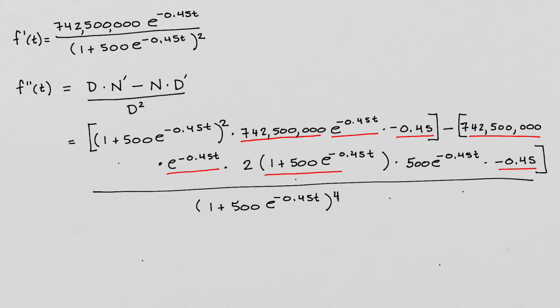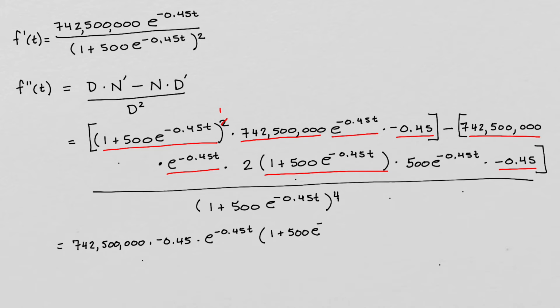And I have 1 plus 500 e to the negative 0.45t. I have two of them here, so I'm going to bring that down to 1. Okay. So now, what does that mean? We've got 742,500,000 times the negative 0.45 times e to the negative 0.45t times 1 plus 500 e to the negative 0.45t.